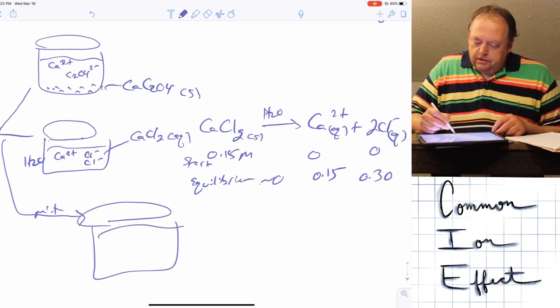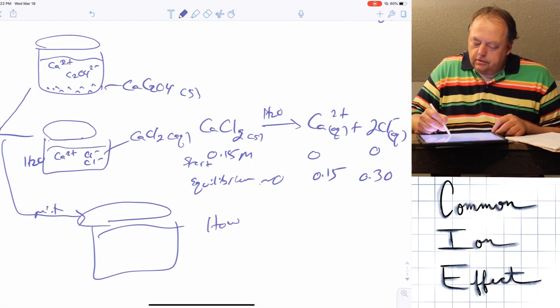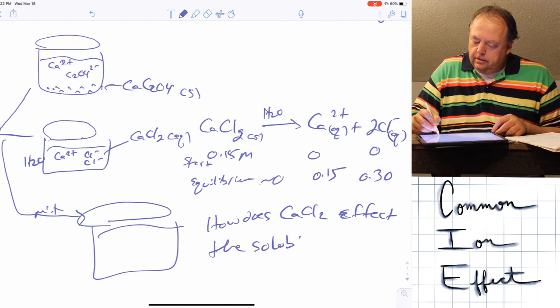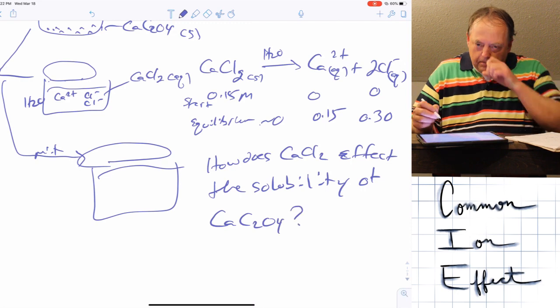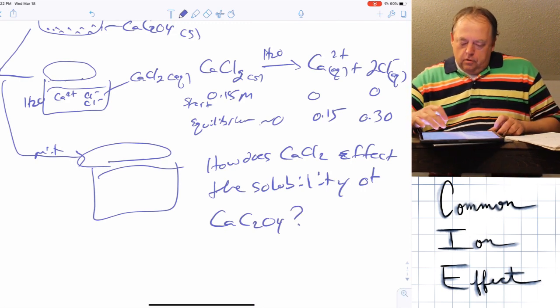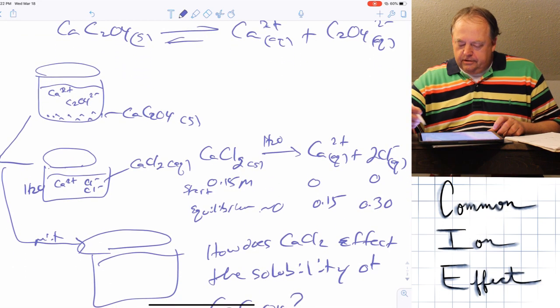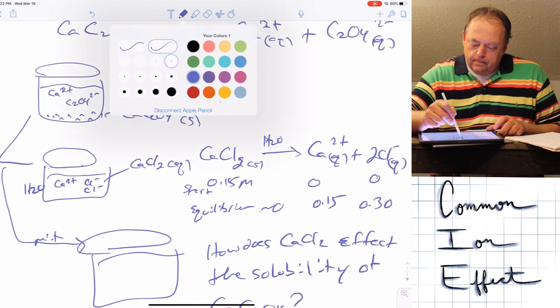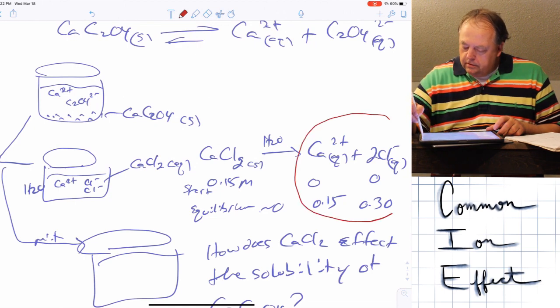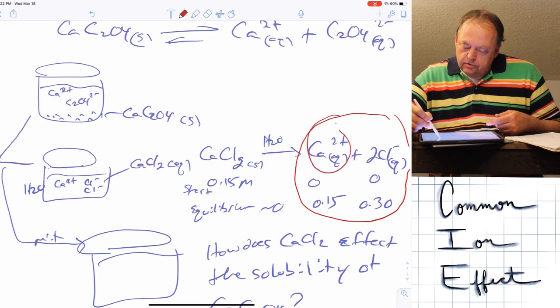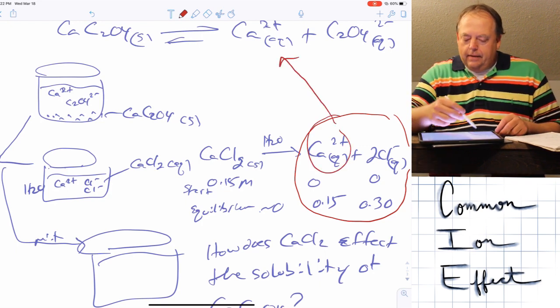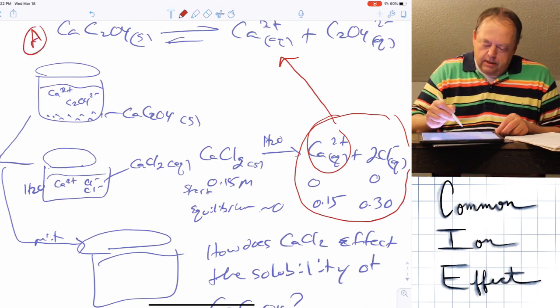And so the question is basically what happens, so how does calcium chloride affect the solubility of CaC2O4? And what you have to recognize here is that since this is totally dissolved, you're basically adding some calcium ions to this equilibrium. Let's call this equilibrium A and equilibrium B.